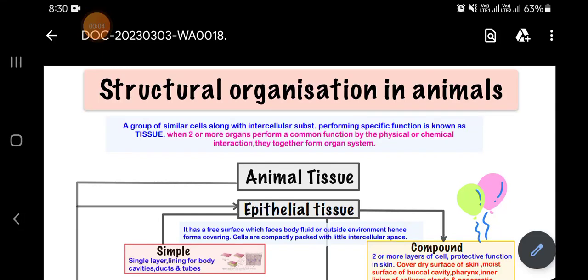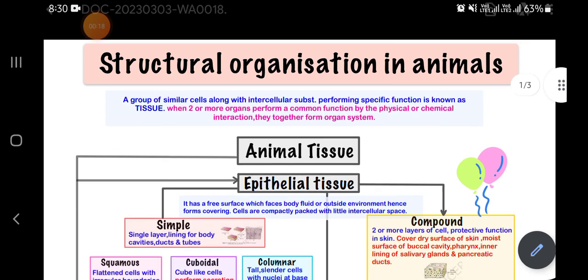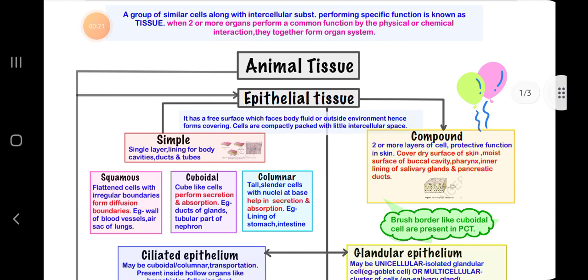In this video lecture, we will cover a new chapter of class 11, that is structural organization in animals. A group of similar cells along with intercellular substance performing a specific function is known as tissue. Animal tissues are classified into a few types, first epithelial tissue, which is classified into simple and compound.